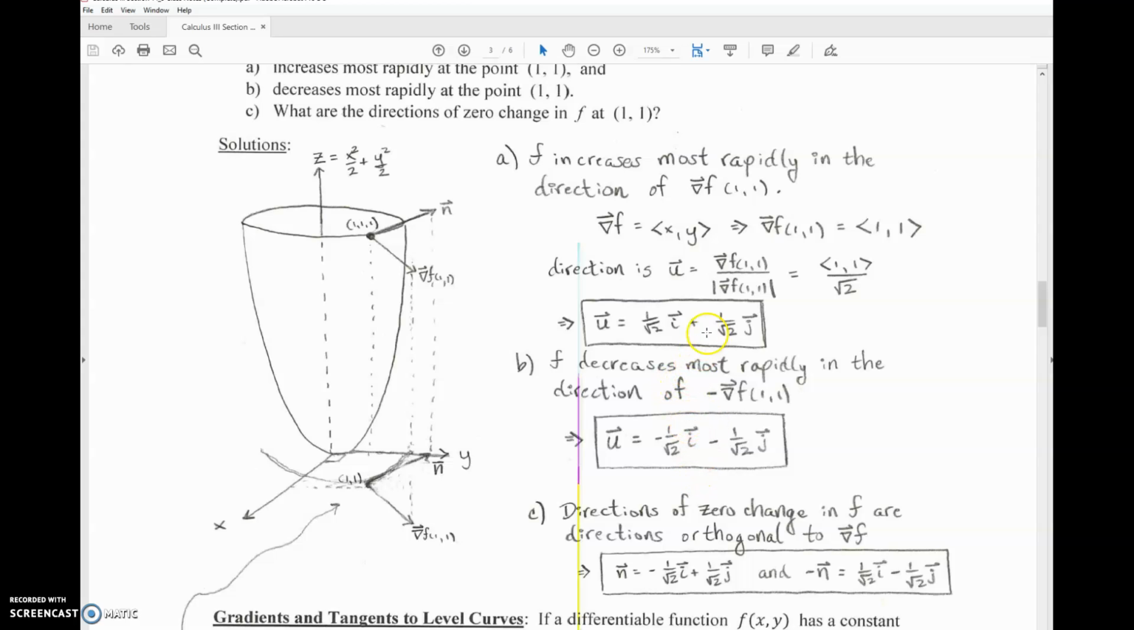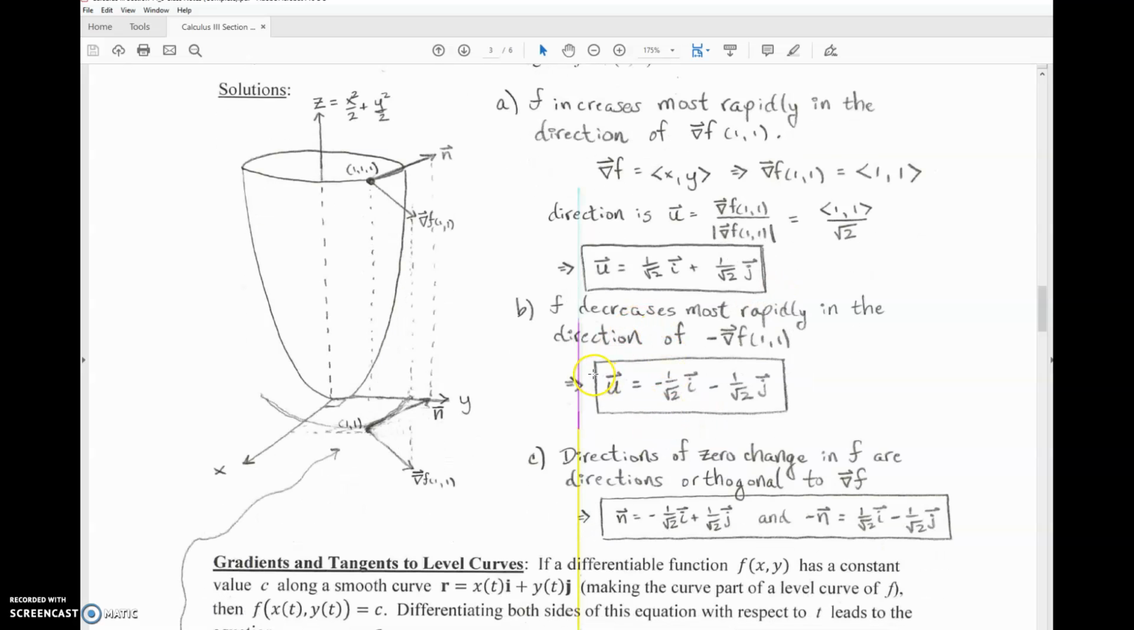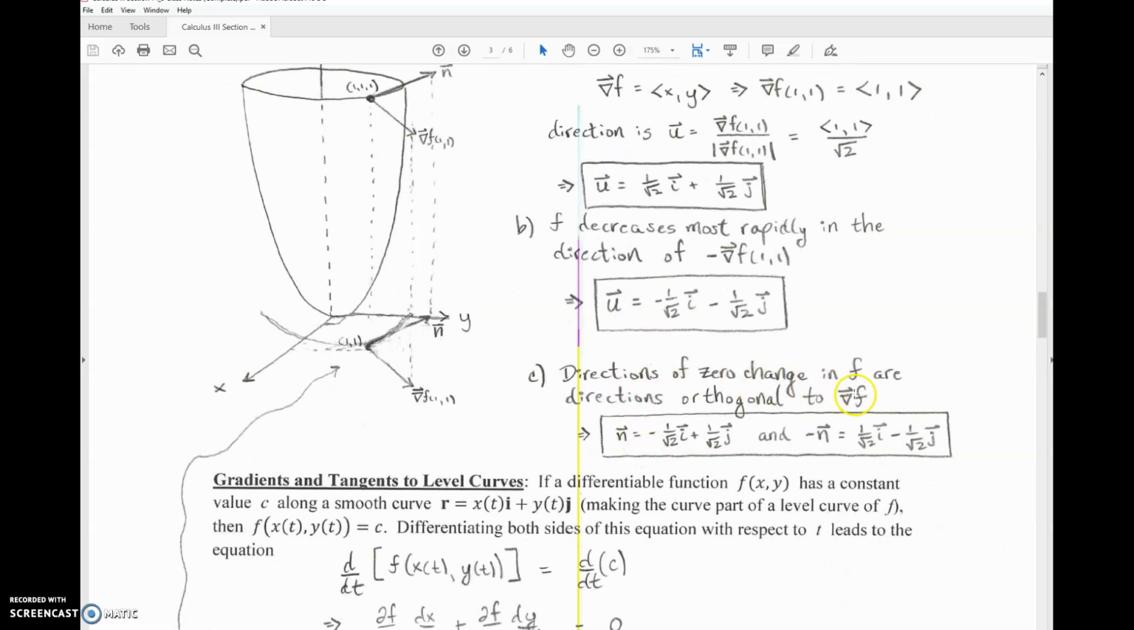Okay? So now again, if we're going to talk about direction, we want to think of these as unit vectors. So to get a unit vector, you just divide it by its length. That's all there is to it. Whenever you say the word direction, you really want to think of the direction as a unit vector. So directions of zero change in f are directions orthogonal to the gradient of f. So you just have to imagine what's orthogonal to these. It would be where you switch the sign on one of them. So it would be minus 1 over root 2 i plus 1 over root 2 j, or minus n, which is 1 over root 2 i minus 1 over root 2 j.